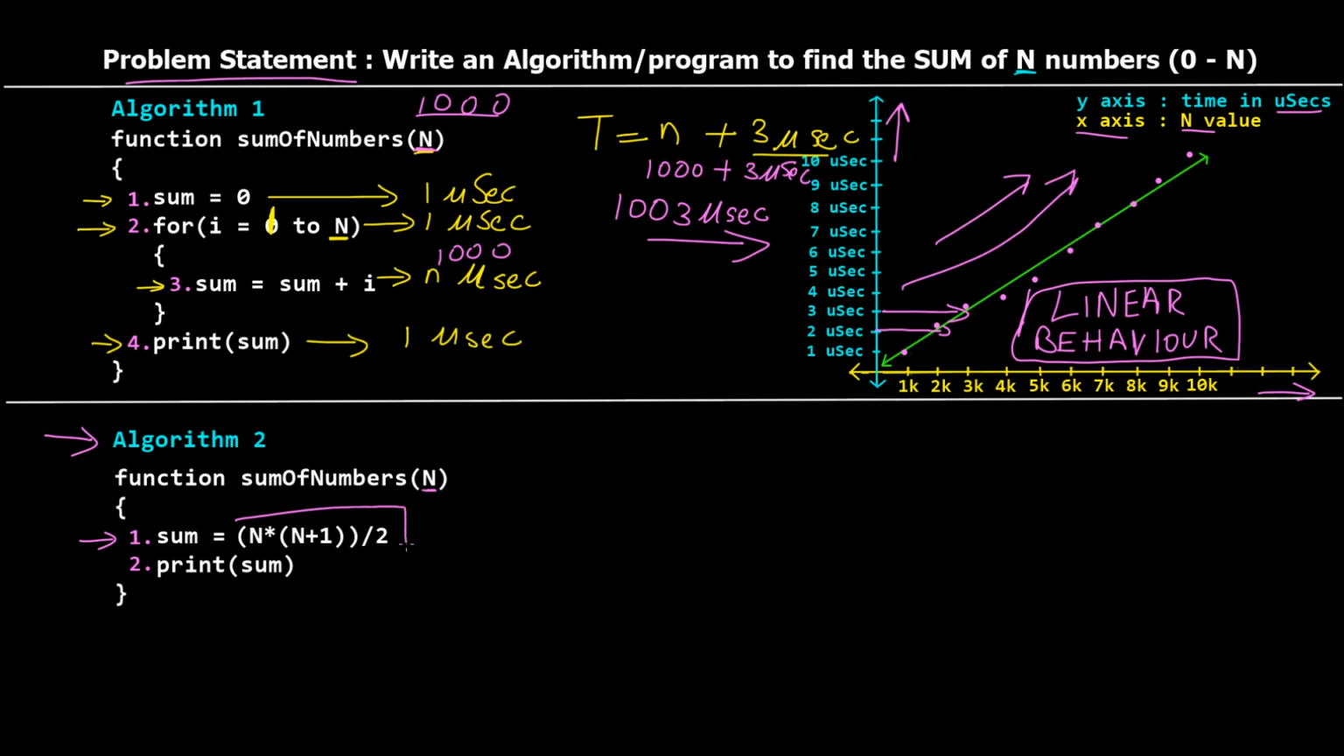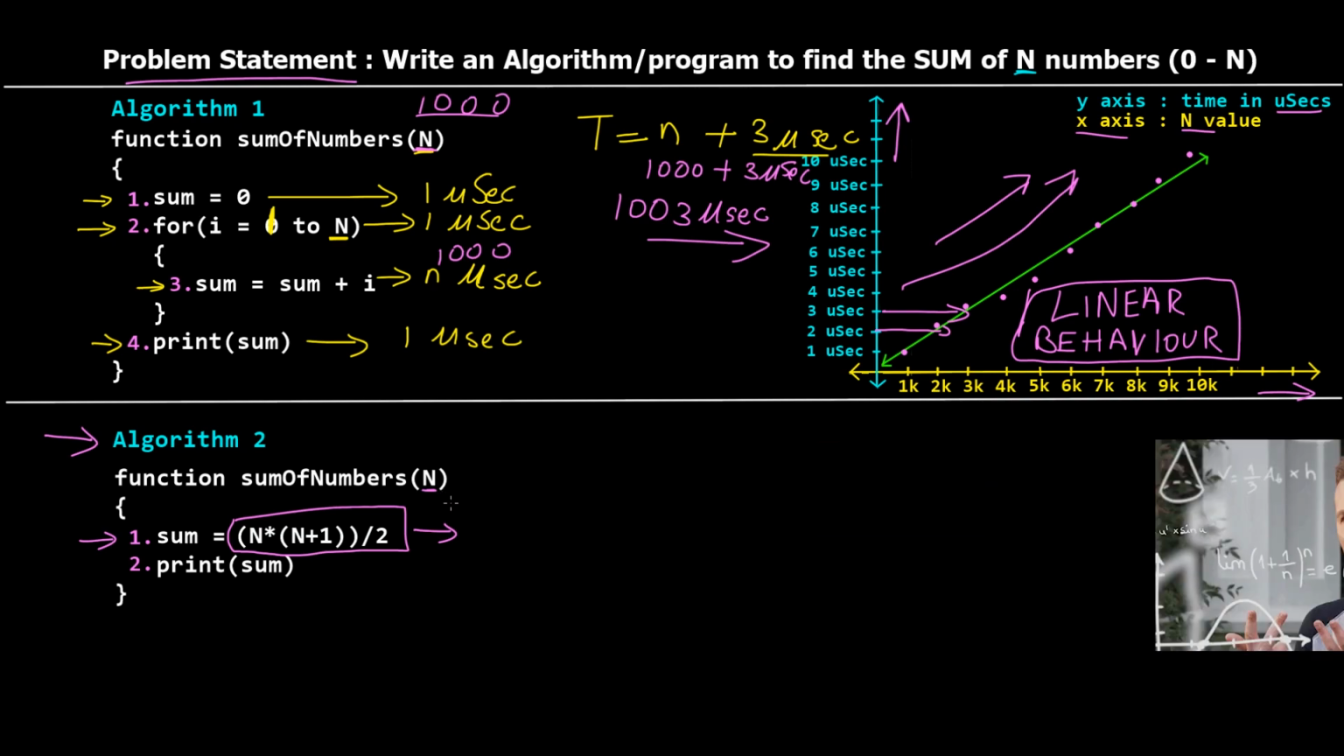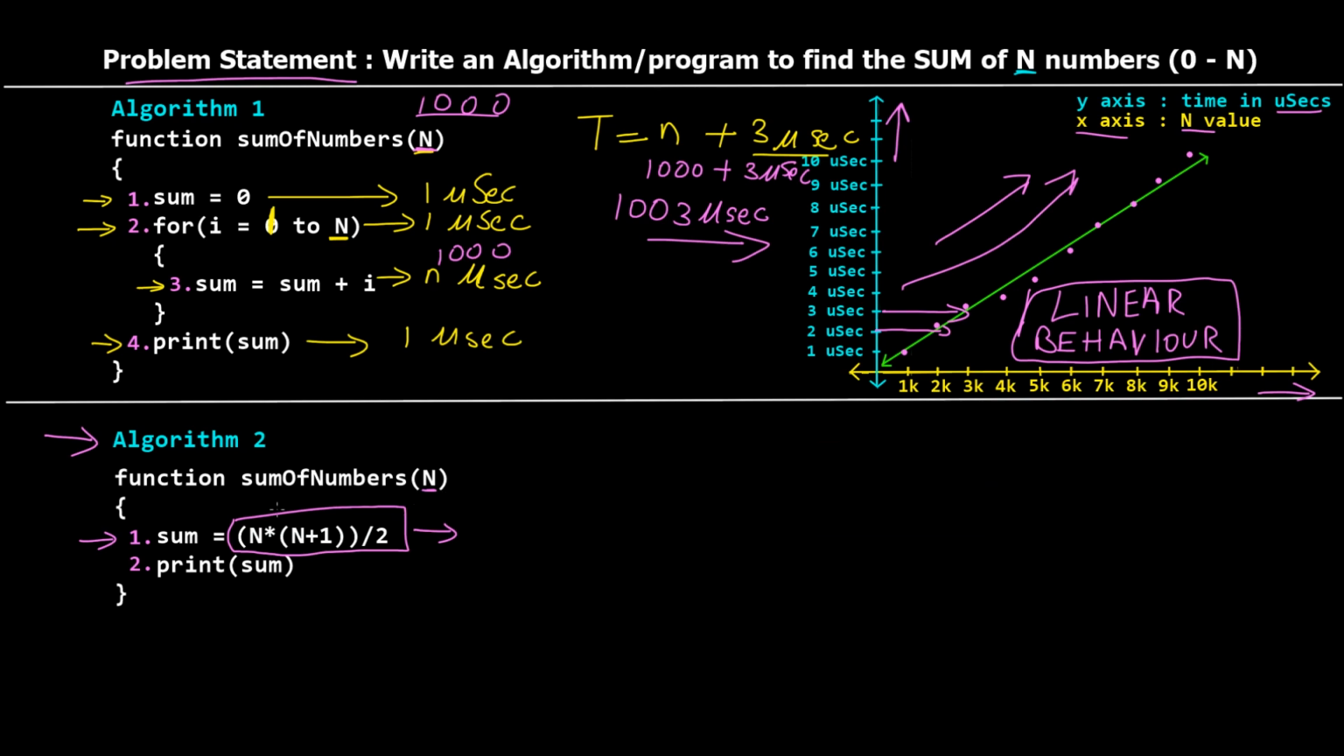Where did I get this? This is a mathematical formula for calculating the sum of n numbers. For those who don't know, you can Google it, and that is the reason why you have mathematics in computer science and information technology domains. Whenever students go ahead with a course of IT or computer science, they generally complain about why we have mathematics. It is for this reason. You can see directly at this step itself, we are getting the sum, and at step number 2, we are just printing it.